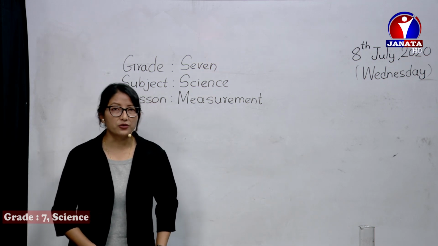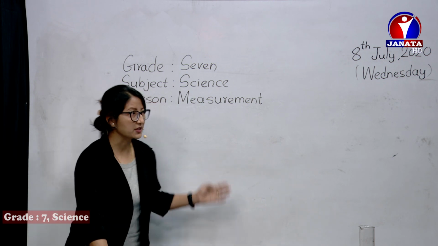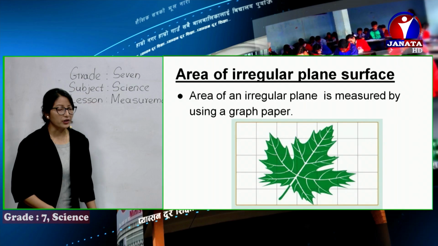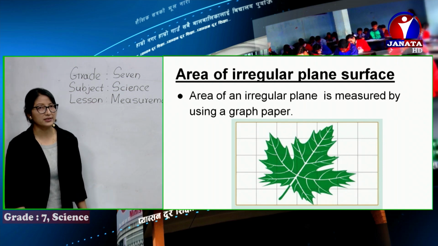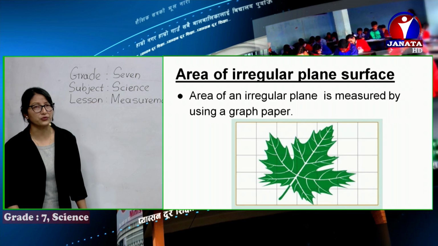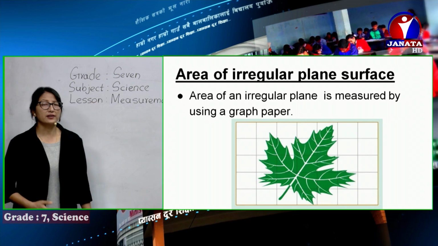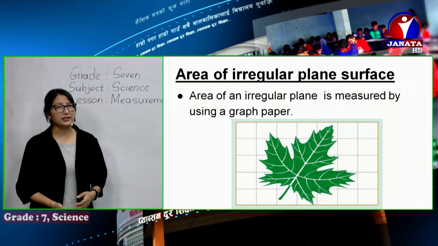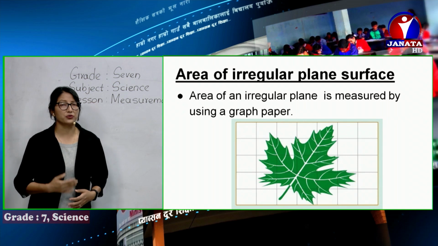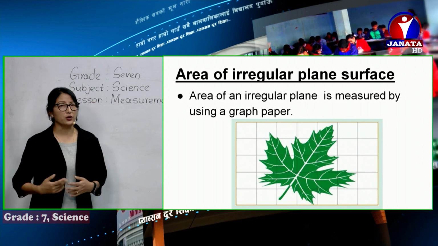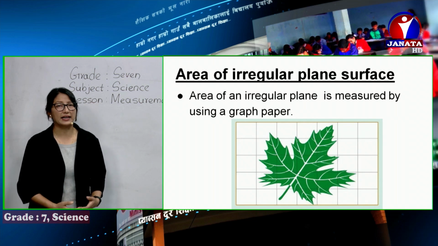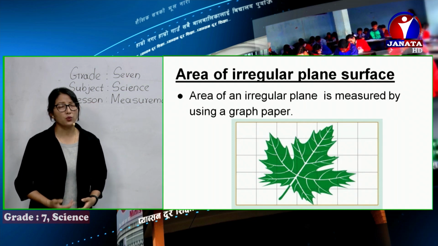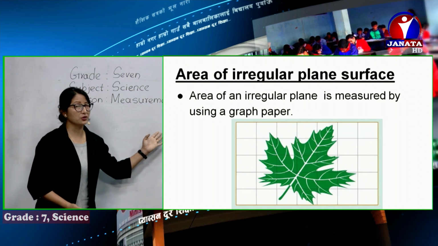So, area of irregular plane surface. Just check in the slide. We're going to measure the area of a plane surface which has an irregular shape. If it was a regular object, it would of course have a fixed length, breadth, height, radius, or diameter, and we can easily calculate the area. Last time we did calculate that using different formulas. Now what if it's irregular? I think you already got the hints.